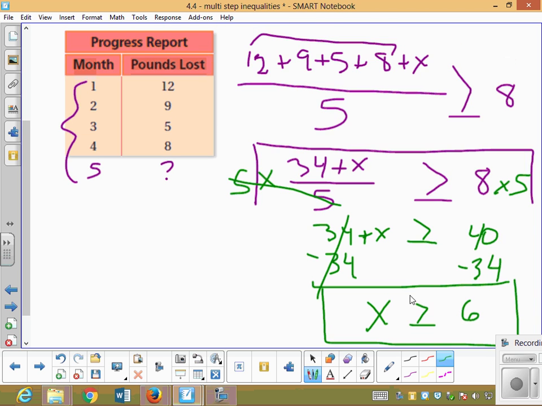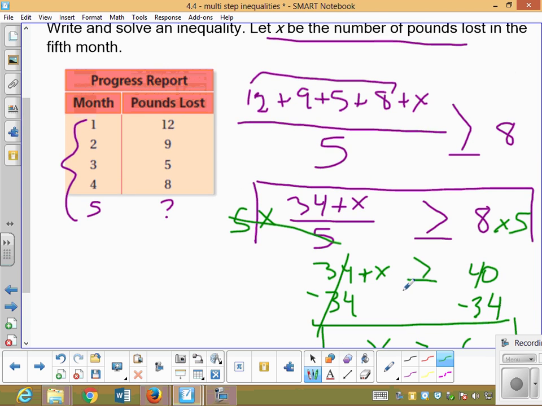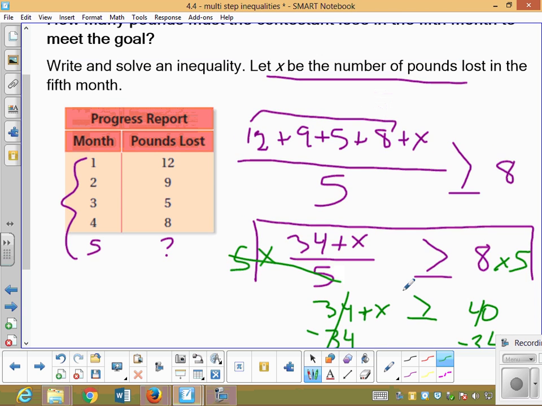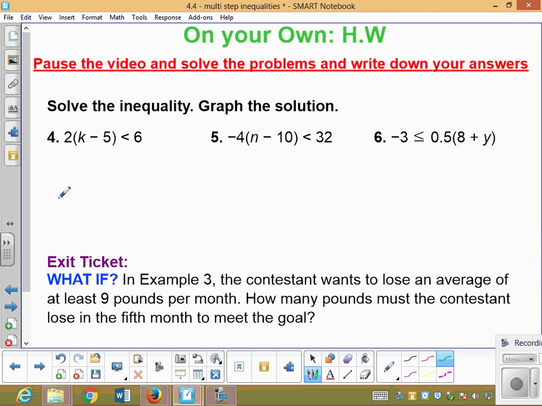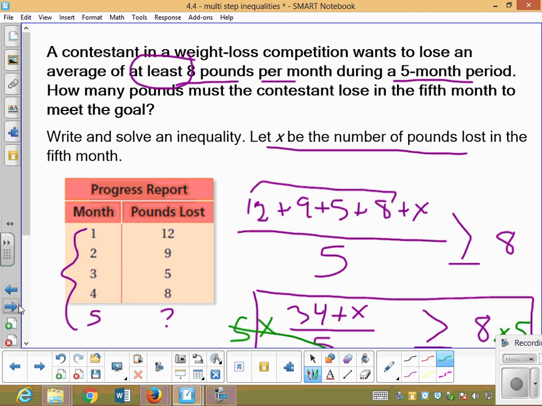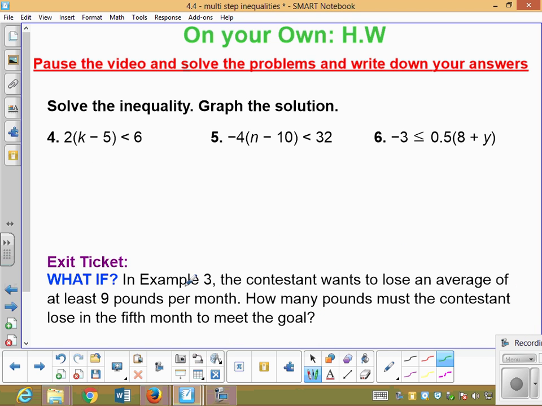Okay, so if you didn't understand this example, feel free to pause it, stop it, and watch this example again, or any of the other examples. Okay, now continue on with your homework. Please do problems 4, 5, and 6. And the exit ticket will come from the problem before. So for the exit ticket, make sure you review the last problem to answer this question.